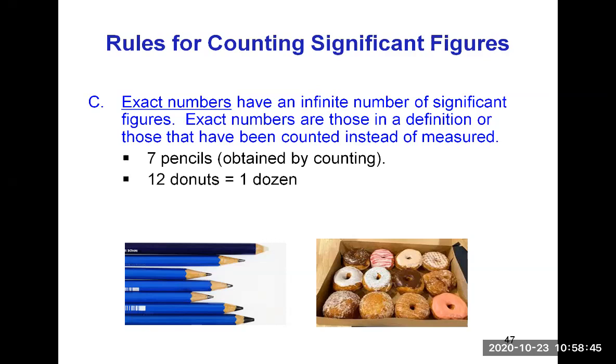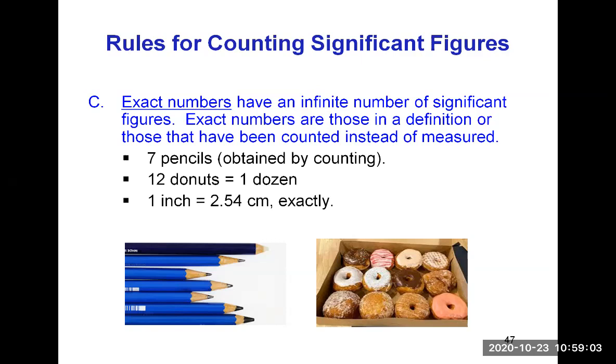12 donuts here equals a dozen. Those are all exact numbers. The 12 is exact. The 1 dozen is also an exact number, and that's also a definition, right? We know that 1 dozen is always 12 things.